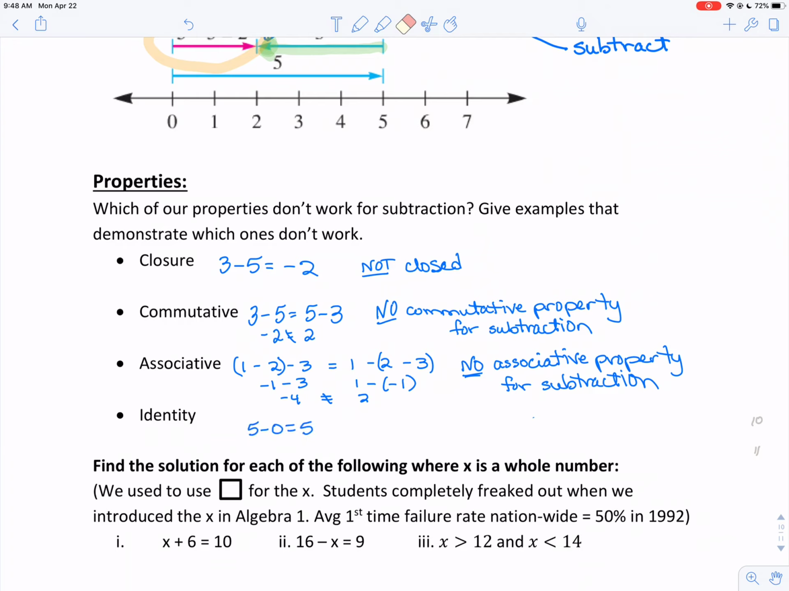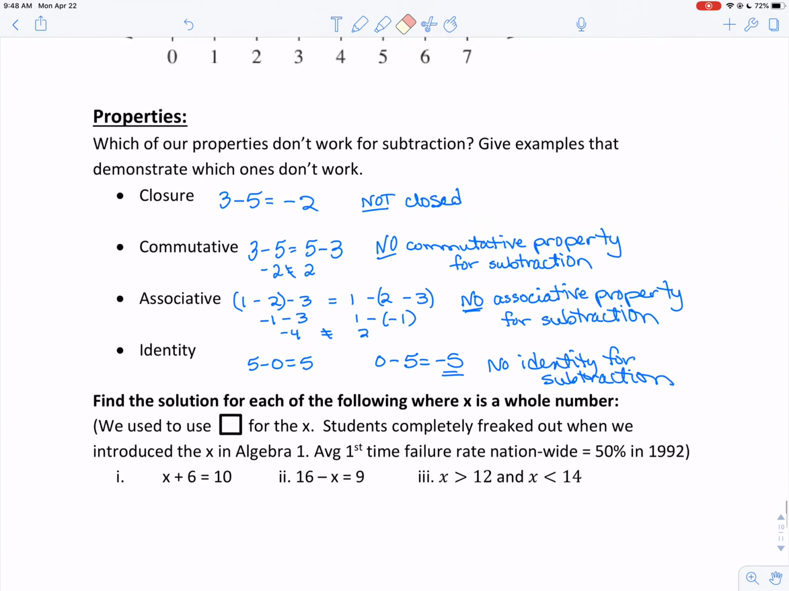What about the identity property? Well, at first, it looks like it might work. 5 minus 0 equals 5. So I'm getting what I started with. Started with 5, and I end with 5. But what if I reverse those numbers? 0 minus 5. That's not going to give me what I started with. So there's no identity for subtraction.